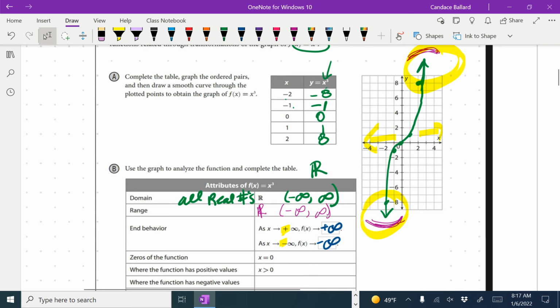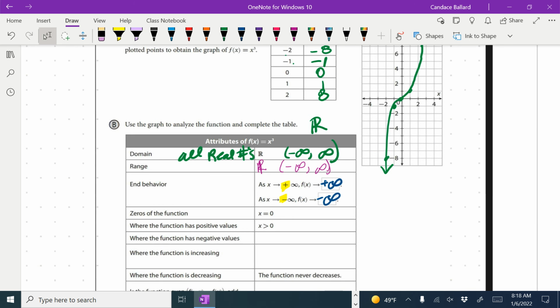So the next thing on here, I'm going to erase some of my scribbles here. It talks about the zeros, and this is going to become more important, especially when we go into tomorrow or the next lesson. Okay. The zeros, remember, is where it crosses the x-axis.